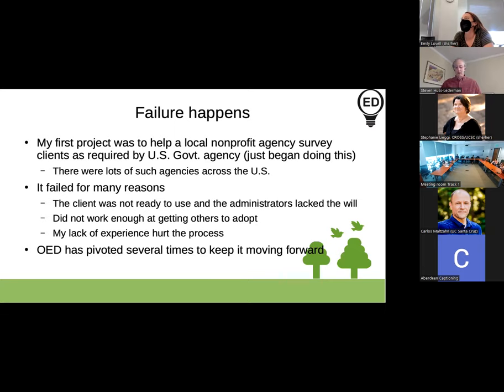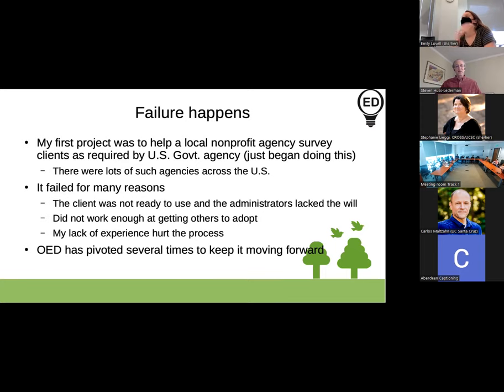They had to survey their clients because the federal money they receive required them to do satisfaction and other types of surveys. A whole bunch of agencies across the United States were all of a sudden hit with this as a formal requirement. And I thought, well, here's an opportunity. Let's open source this. And it failed for a variety of reasons.